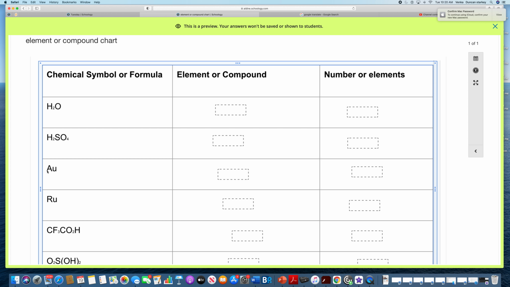Next, we have capital A, lowercase u. How many capital letters? 1 capital letter, capital A. So for number of elements or number of capital letters, we're going to put 1. Since this number is 1, we know that this must be an element.